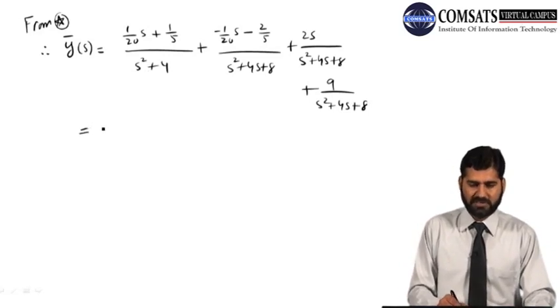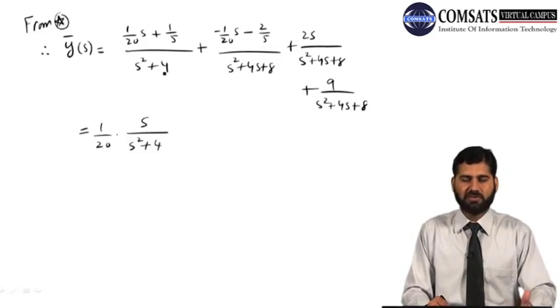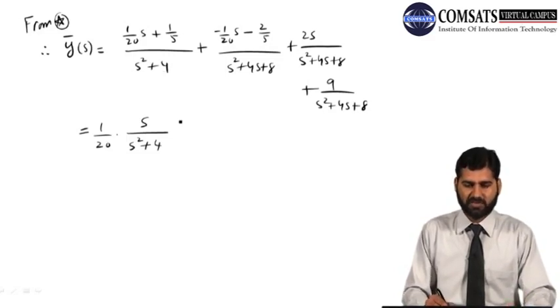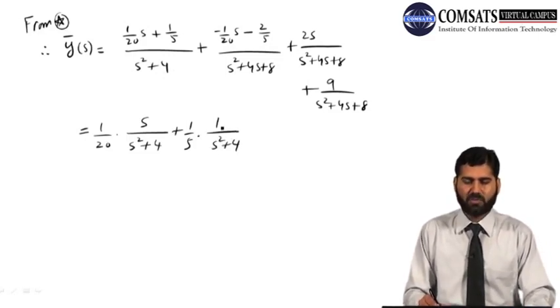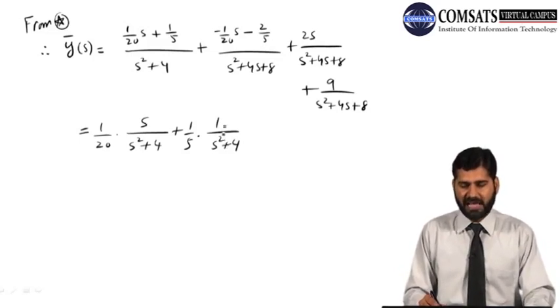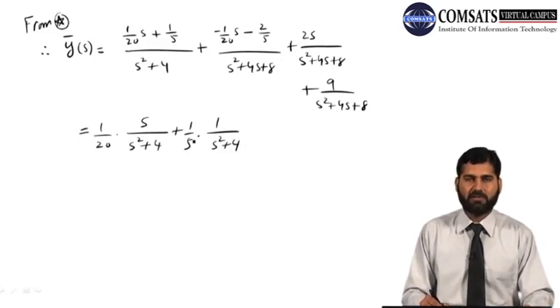So you can separate 1 by 20 times S over S square plus 4, because the inverse of this will be cosine 2t. Similarly, plus 1 by 5 will give you sine 2t. So that's no problem. Plus 1 over 5, 1 over S square plus 4. But I need 2, not 1. Laplace inverse will have this 2 square. This is S square plus 2 square, so 2 will be up front to get sine 2t. So I will adjust that by dividing by 10.